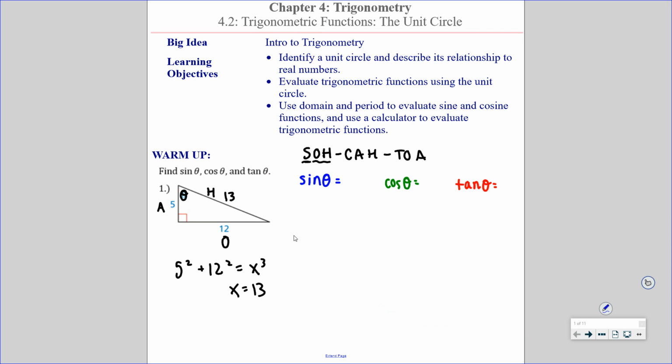Okay. So the sine of theta then would be what over what? 12 over 13. That's all you have to do.